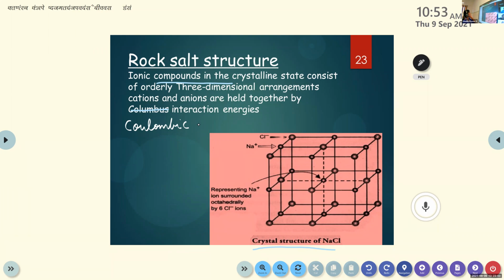Here you can see the Na+ ions and Cl- ions in this three-dimensional structure, right? And this three-dimensional crystal structure of sodium chloride is known as the rock salt structure. So it's clear, children? Ionic compounds exist in the form of crystals with different types of structures. That means they arrange in a three-dimensional way with proper packing. In the case of sodium chloride, its structure is known as the rock salt structure.